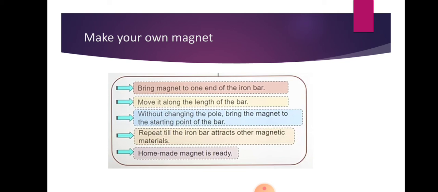Now without changing the pole, you have to repeat this again. You have to repeat this 30 or 40 times without changing the direction. What will happen at the end? The iron bar will develop some magnetic properties. It will be converted into a magnet, but the magnet formed here is a temporary one. Now how will we check whether it has turned into a magnet or not? We can simply bring an iron nail and check whether the iron nail is getting attracted to the iron bar or not.